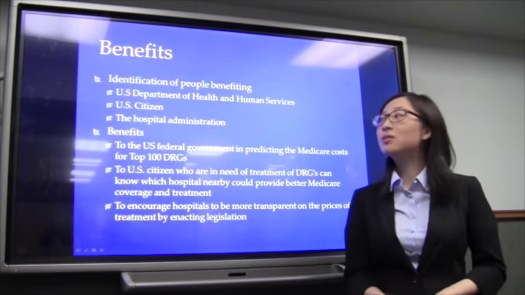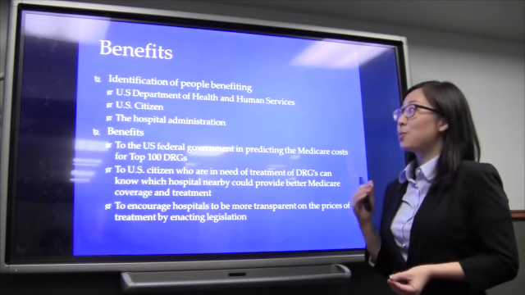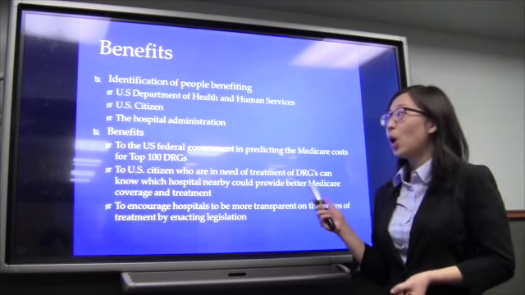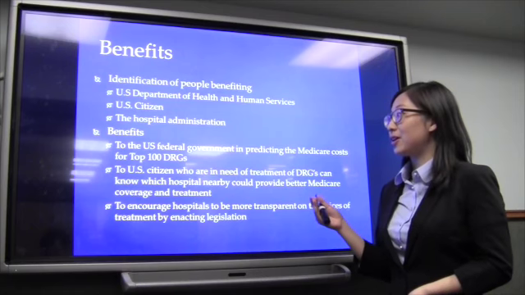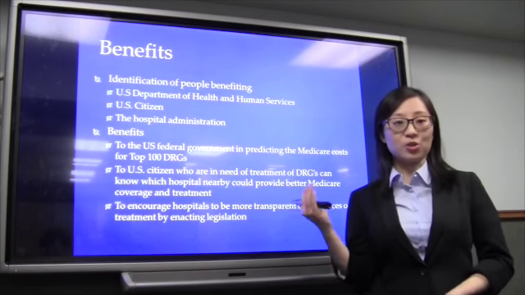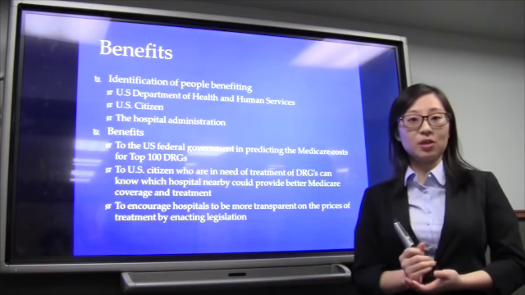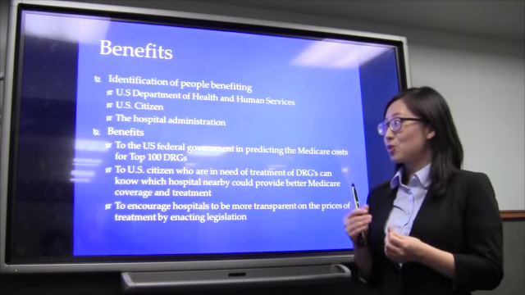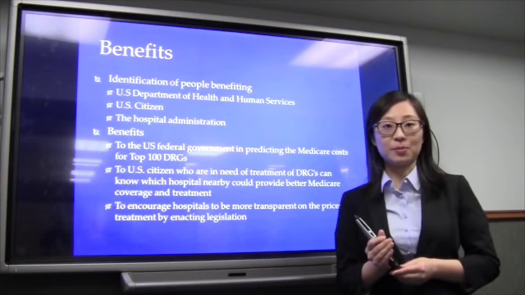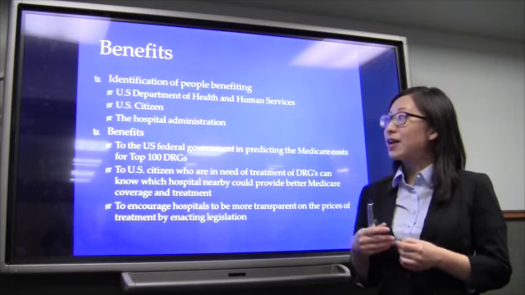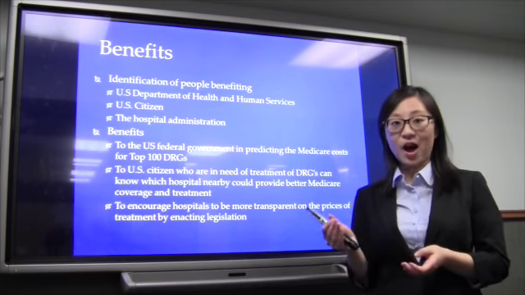Okay, for the benefits, there are certain populations that can get the benefits, like the U.S. Department of Health and Human Services. We hope we can help the U.S. federal government predict the Medicare cost for the top 100 DRG. Also, it can benefit U.S. citizens. So when people are in need of certain treatment for the DRG, they can find nearby hospitals which can provide better treatment and higher coverage than other hospitals.